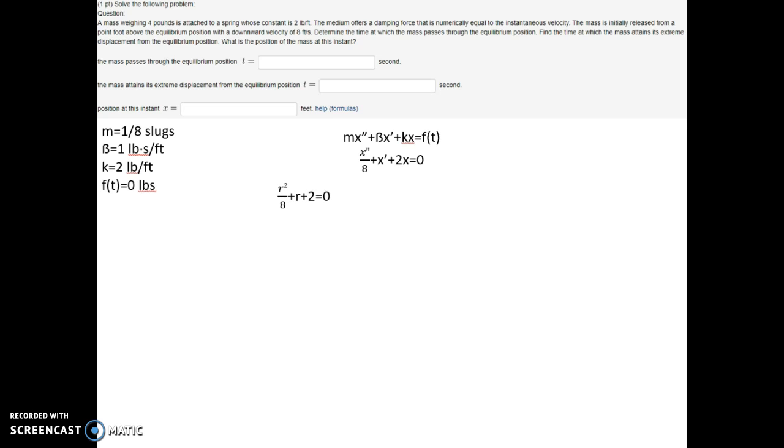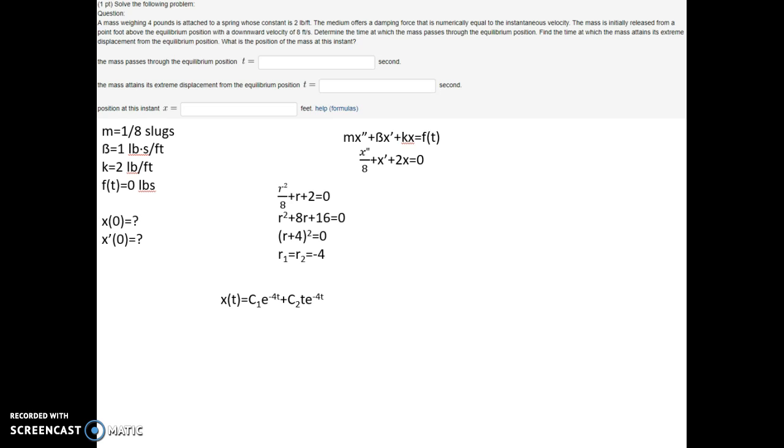Now, we need to start solving this equation using our method of undetermined coefficients. So we put r's in for our x's, and we solve for r, and we find that we actually have two identical r's equal to -4. So our general equation will be c1 e^(-4t) plus c2 t e^(-4t).